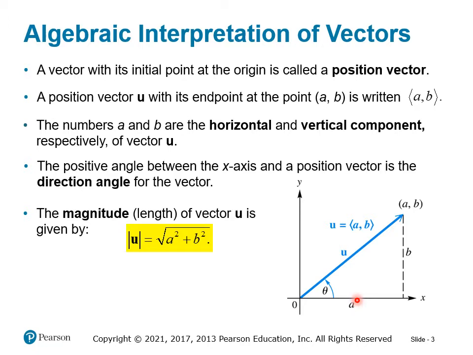The magnitude, which is the length of the vector, is given by the magnitude of u, the absolute value of u, equals the square root of a squared plus b squared. This is simple, you know this. This is simply the Pythagorean theorem. Since we have a right triangle, a squared plus b squared equals c squared, or in this case, u squared, so u equals the square root of the sum of those squares. Nothing new, nothing earth-shattering, not rocket science by any means. Actually, it might be a little bit of rocket science, but you're learning.